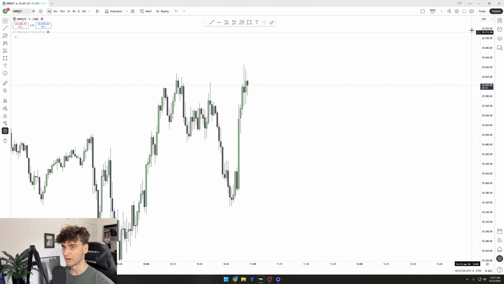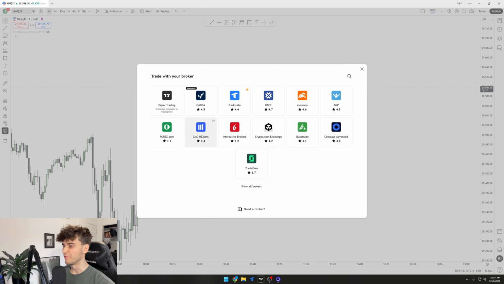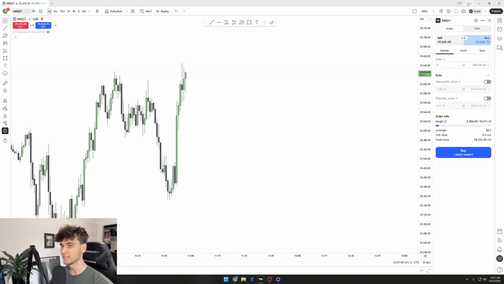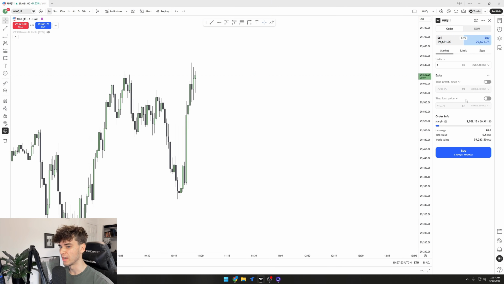Okay, so to get started, you're going to go up to this trade button right here at the top. You're going to click trade. Now, this is going to give you your full selection of all your brokerages. So if you're trading through prop firms or whatever, you can click one of these. But for now, we're just going to do the paper trading. So as long as you have live market data on TradingView, this is going to work. So we can click this and just press connect. So now this is going to bring up the order panel on the right side. And this is where you're going to be executing all of your trades.